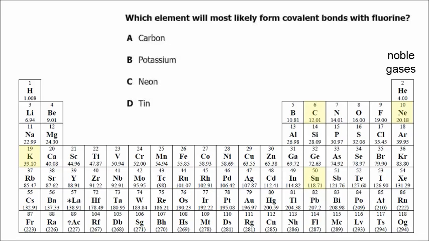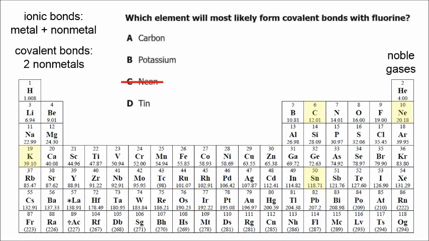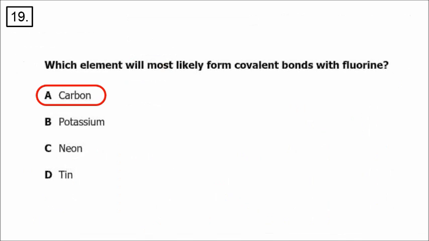Noble gases do not form any compounds with any other element, so the correct answer cannot be C. Ionic bonds would be a metal and a nonmetal. However, covalent bonds are typically 2 nonmetals. Since potassium is a metal and tin is a metal, that must mean that the correct answer would be carbon, because carbon and fluorine would form covalent bonds since they are both nonmetals.